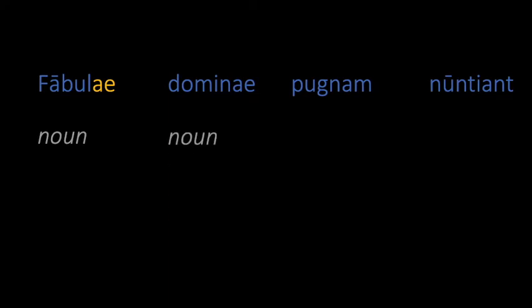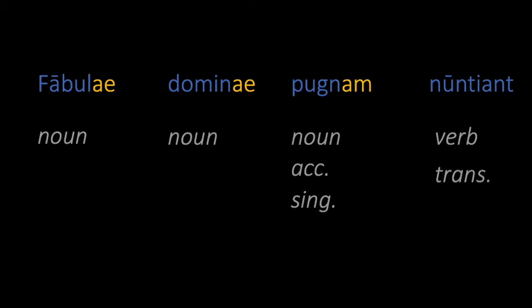Dominae is a noun, but it has the same ending. So again, we'll have to wait a bit before we determine the case and number. Pugnam is a noun with an ending that is unambiguously accusative, singular. Nuntiant is a verb, and it is transitive. The -nt ending is the plural form. Now for the relations between words.